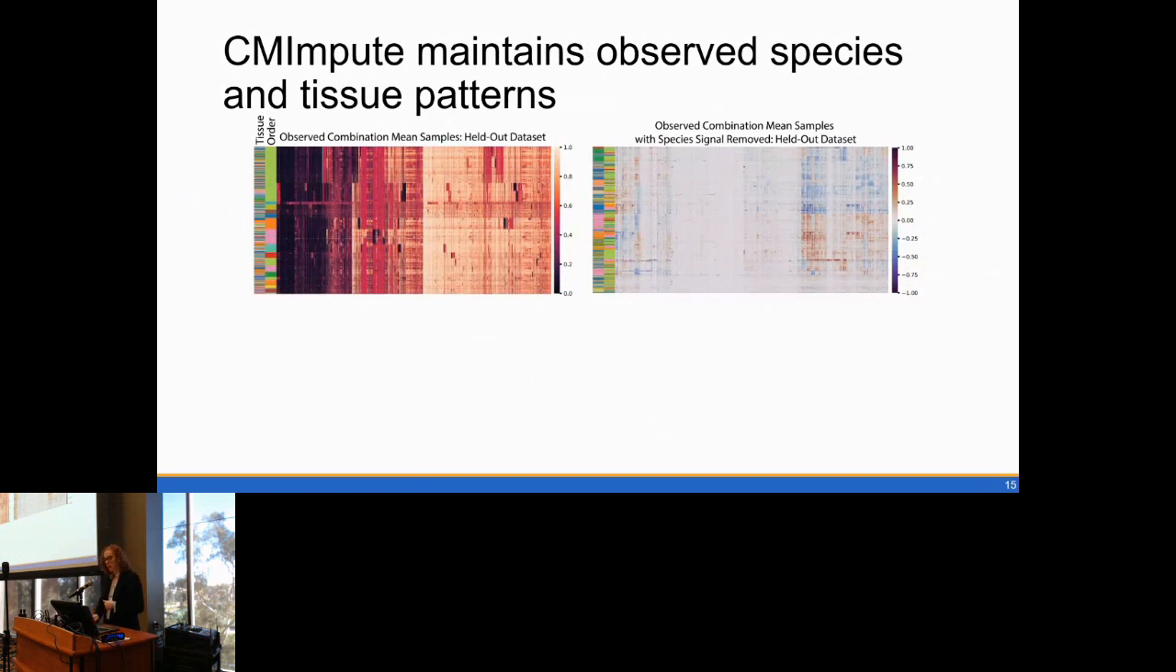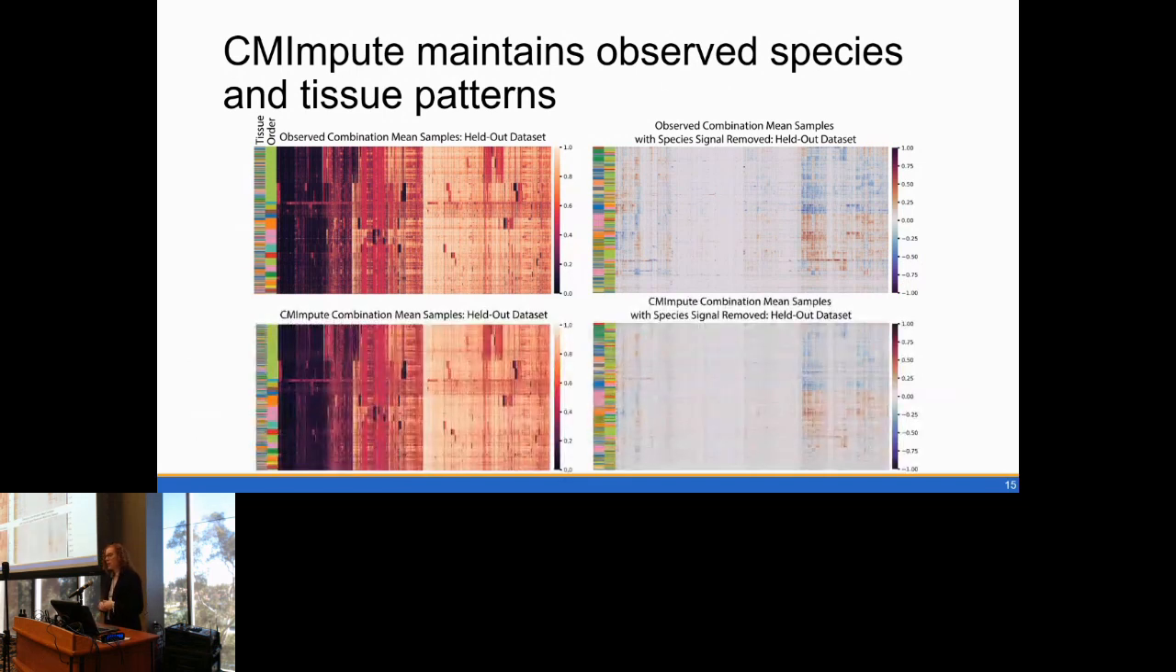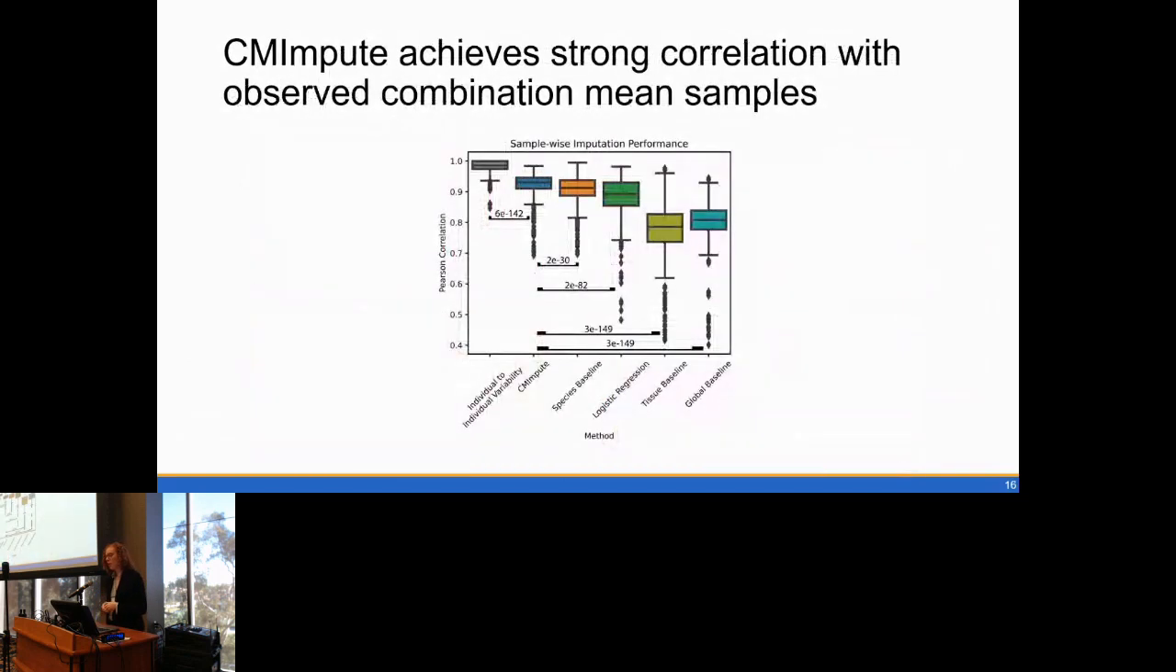We then compare the CM imputed combination mean samples to the observed held out samples and see that there are similar methylation patterns. We're still clustering by phylogenetic order, seeing similar stratified patterns across different regions of the genome, and showing these differentially methylated tissue regions. We quantify this performance using the sample-wise Pearson correlation between observed and imputed combination mean samples.